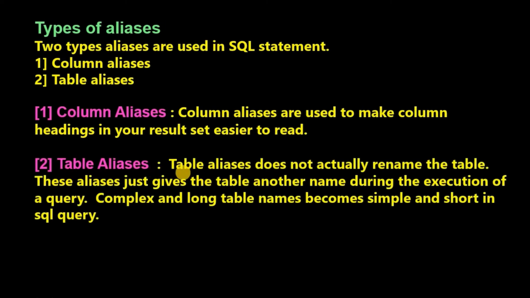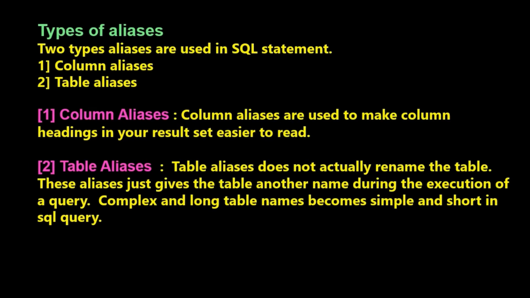Table aliases. Table aliases do not actually rename the table. These aliases just give the table another name during the execution of a query. Complex and long table names become simple and short in the SQL query. Sometimes table names are long or complex, so the query becomes long. So while writing an SQL query, to make a long query short, we can use table aliases. And because of table aliases, the real table name does not change. Generally, these aliases are used when we are using two or more tables or joining two or more tables.